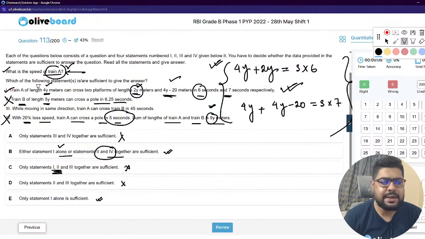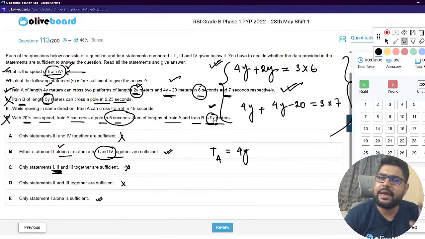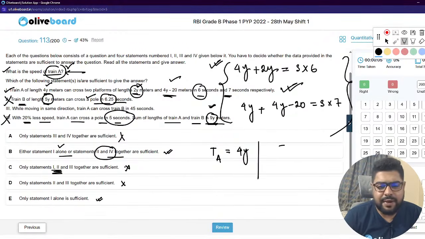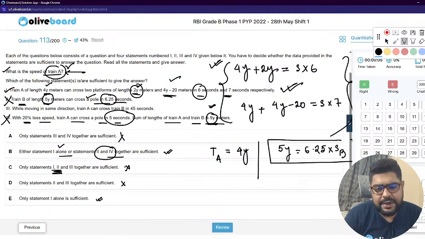Let's take one try. Let's take 2 and 4 together because there is an option saying this is like the same thing. So total, sir, 5y is train B length. So train A, just a second, I'm just taking this is 4y because sum is 9y. So train B is 5y. Cross a pole means it is going its own length. So that is 5y, distance is speed into time, sir. Time is this. Speed of this is B, sir. This is one equation I can figure out.